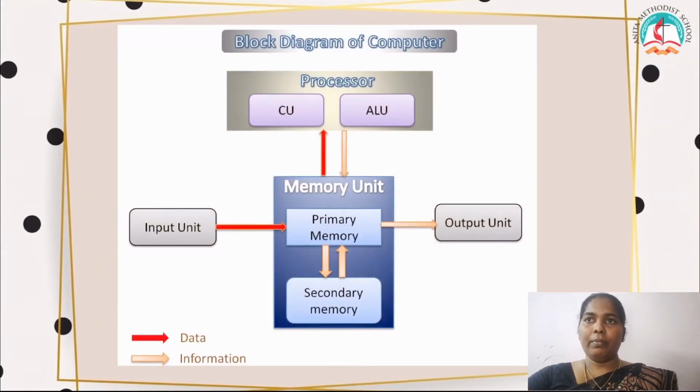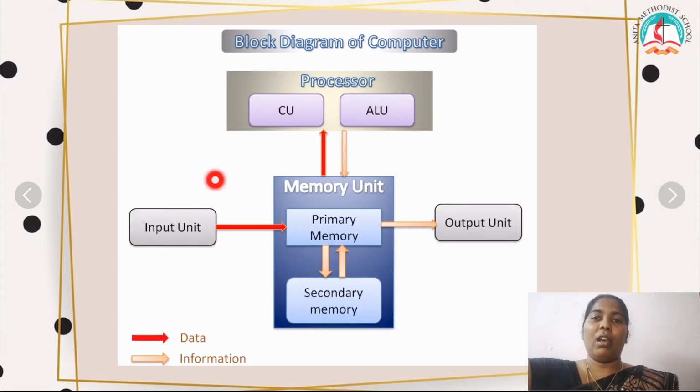Here we have the block diagram of computer. That means how the computer works. First, it takes input from the user. Already I told you, input unit like keyboard, mouse. Through that we will get the data. What is data? Raja or Kavita or Meena. So it gives data and then it will be taken into the memory unit.